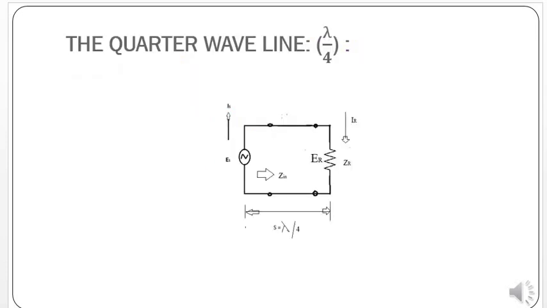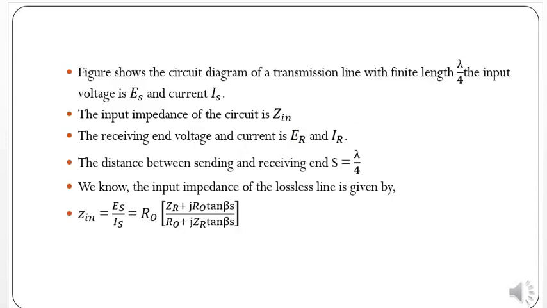Quarter wave line means the length of the line is lambda by 4. Lambda represents the wavelength. It is represented in this figure. The length is represented by lambda by 4 and the end of the line is terminated by the receiving end impedance or the load impedance ZR, and the line is supplied by the source of energy ES. The transmission line length is lambda by 4 and the input voltage is ES and the current is IS.